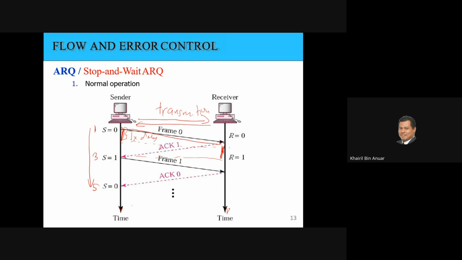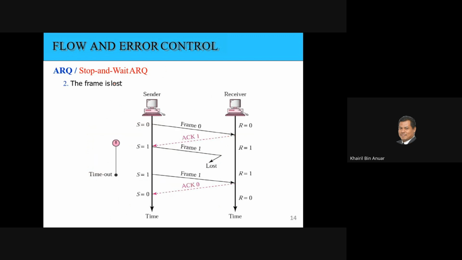So this is the basic one where you send frame 0, you acknowledge 1, frame 1 acknowledge 0, then frame 0 again acknowledge 1, and so forth. So you repeat it until the end of your transmission. This is the normal operation, so no problem.